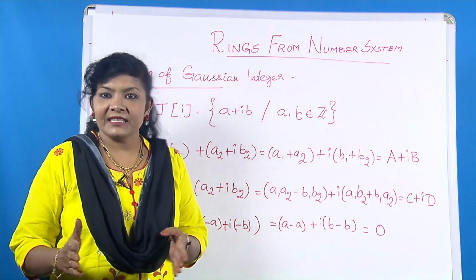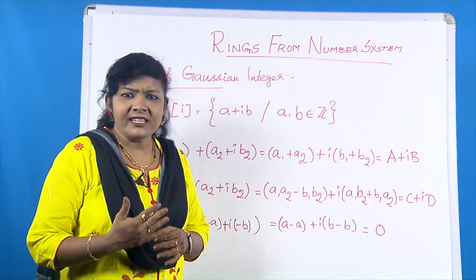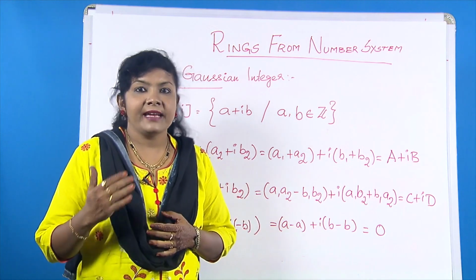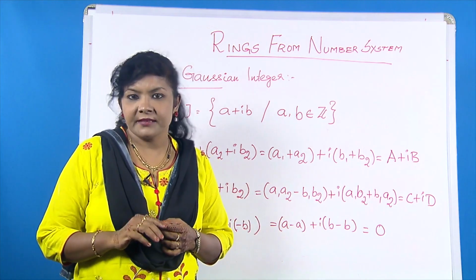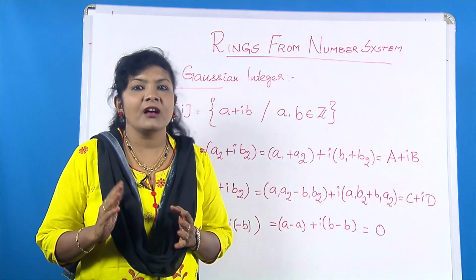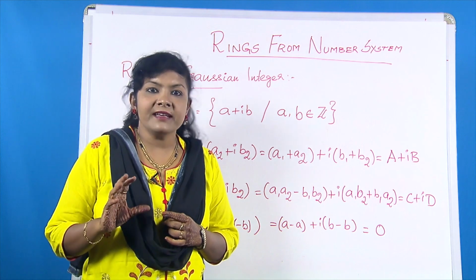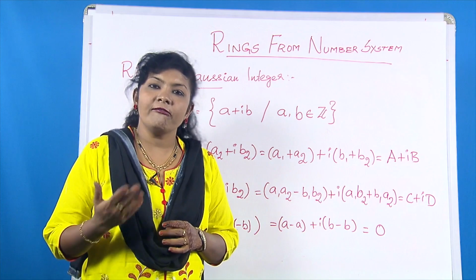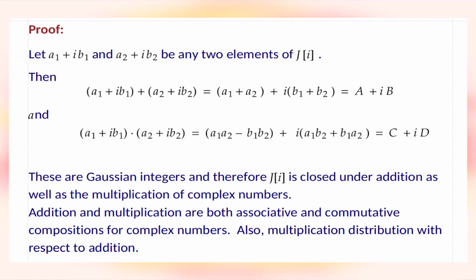The ring of Gaussian integers. A Gaussian integer is a complex number a plus ib where a and b are integers. Then show that the set J(i) of Gaussian integers forms a ring under the ordinary addition and multiplication of complex numbers. Let us prove this.